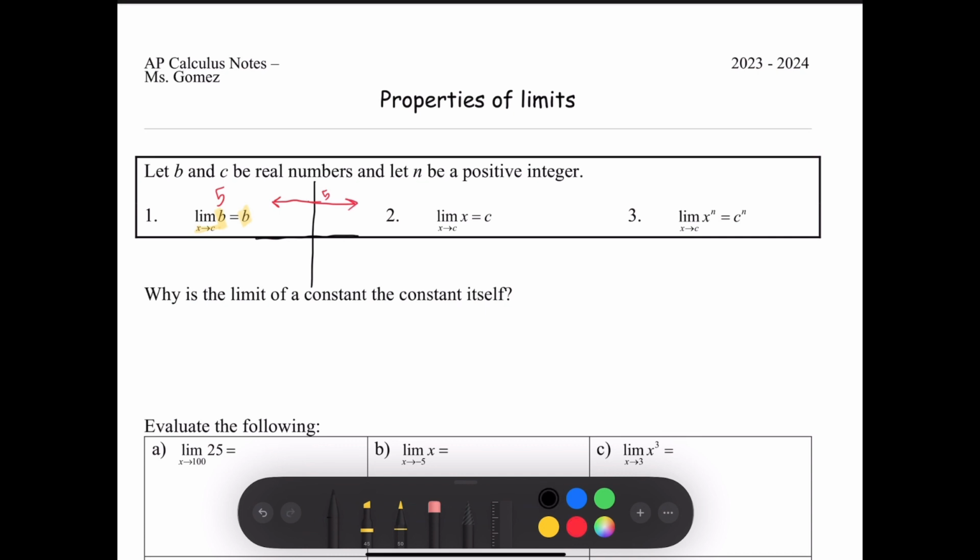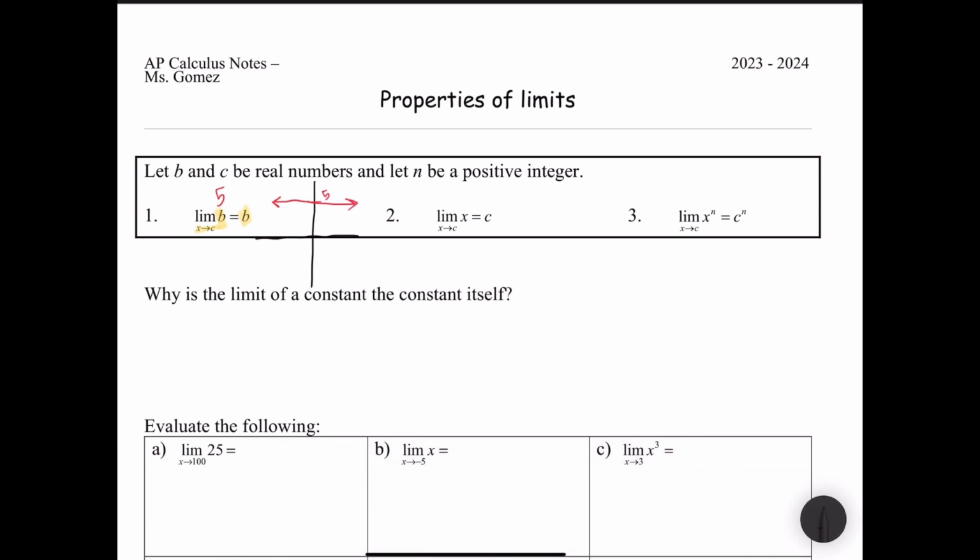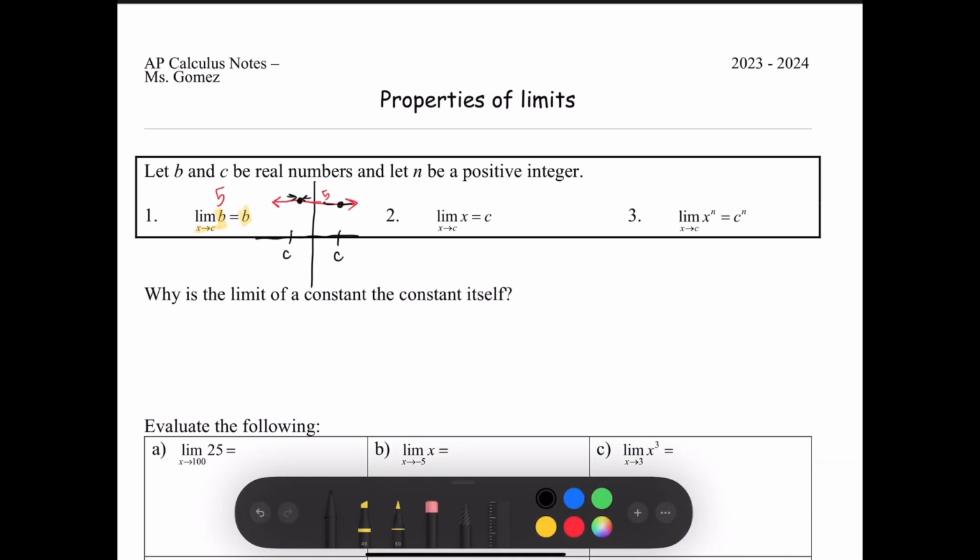And regardless of which c value I look at this limit from, let's say I'm approaching this c value from the left or from the right, the limit is still going to be 5. If I choose this c value from the left or from the right, the limit will still be 5. So that is why anytime that I take a limit of a constant, the answer is always the constant.